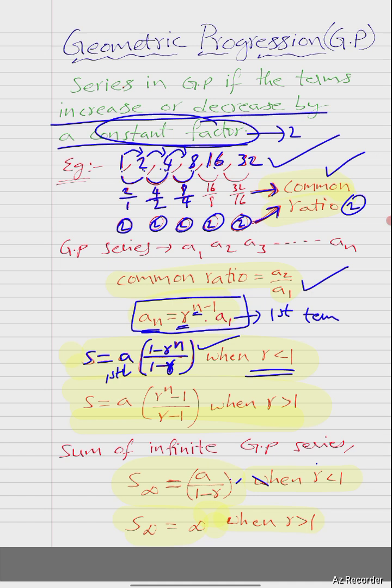Now what if the common ratio is greater than 1? Then we have to use this formula: S equal to a times r to the power n minus 1 upon r minus 1. Just the terms will reverse here.